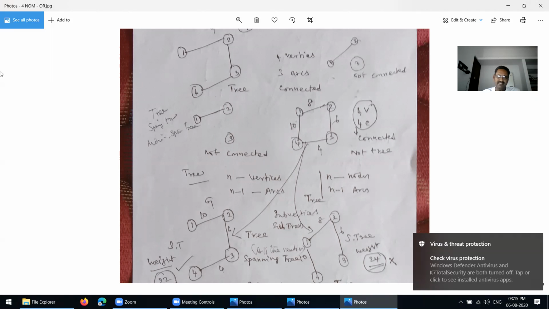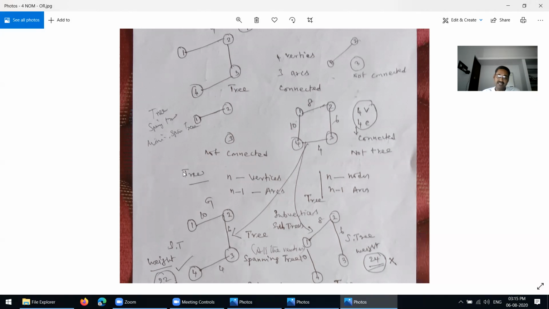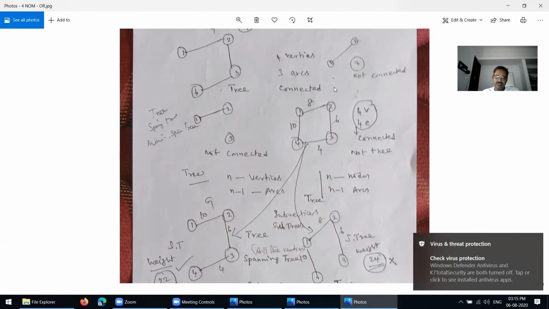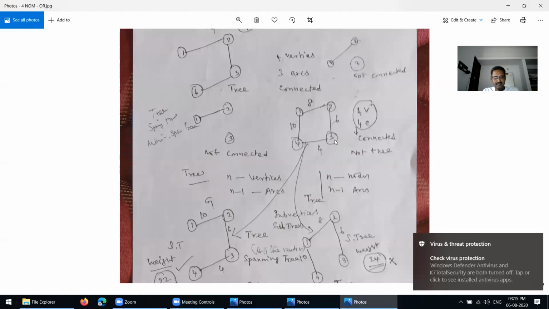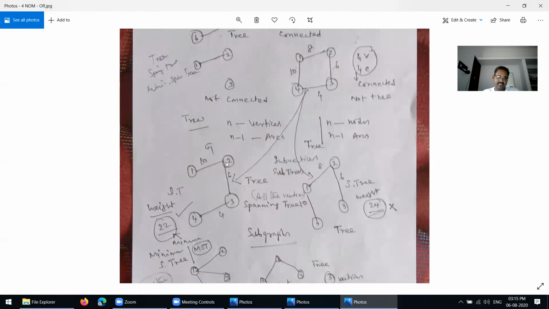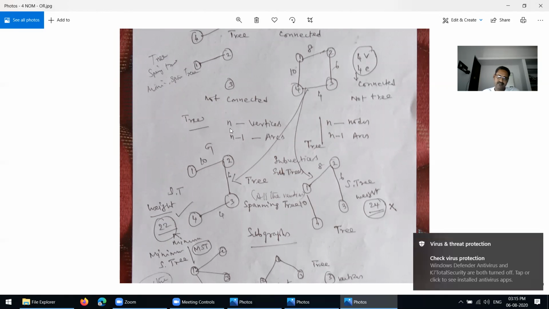Here, this is the rule for the tree. Repeat one more time, since this one is very important for all network problems. So this connected graph is not a tree. We have to develop many trees from this connected graph. The first one is this type. Here how many vertices? 4 vertices, 3 edges. So it satisfies the conditions, so it's a tree.